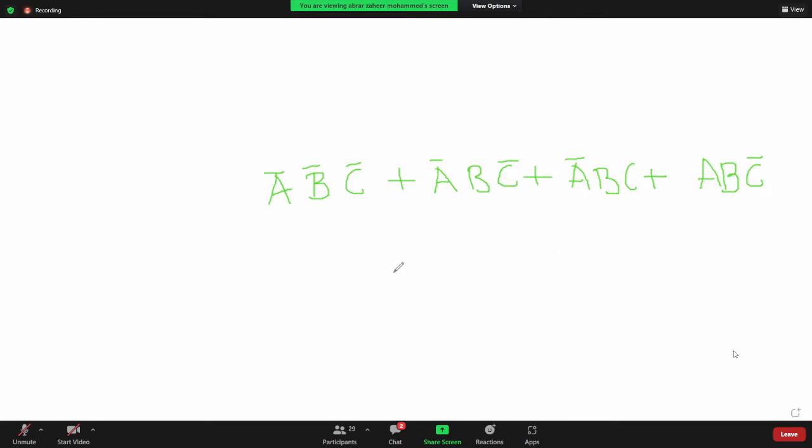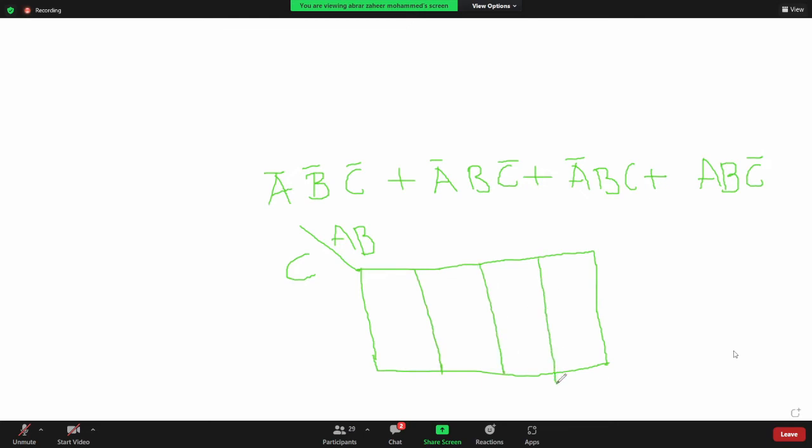So for this, you can draw the K-map like this. There are three variables A, B, and C. So for this AB is the two variables, and C is another variable. So for this three variable K-map, we have 8 cells. The value of C can be either 0 or 1, and the value of AB is 0 0, 0 1, 1 1, and 1 0.